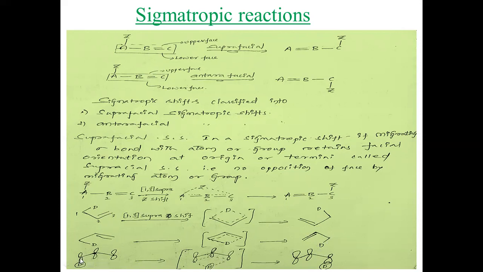In the orbital orientation, if you want to represent this molecule, you can represent it like this. We have a double bond in between. If deuterium is migrating from this position to this position, from lower phase to lower phase, then we call this a suprafacial sigmatropic shift. Here you can see the reactant has it at the lower phase, and in the product also it is at the lower phase. This is called suprafacial sigmatropic shifts.